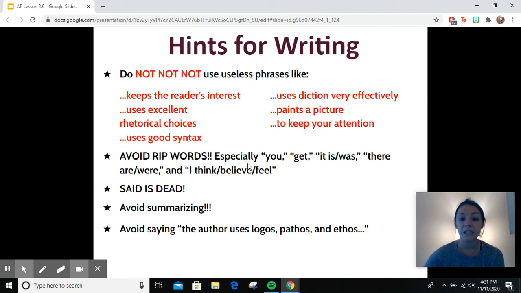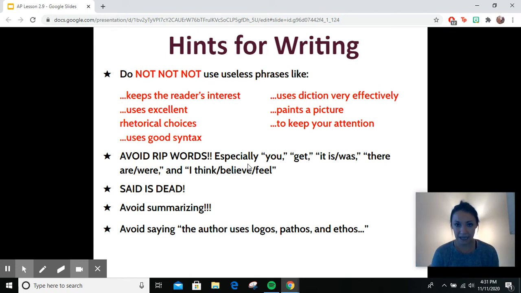Avoid saying the author uses logos, pathos, and ethos. I've gotten a lot of questions lately of whether you can analyze the rhetorical appeals as rhetorical choices. You have to be very, very careful. The rhetorical appeals are rhetorical appeals. Are they choices? Some are going to say yes. Some teachers might say they're not.